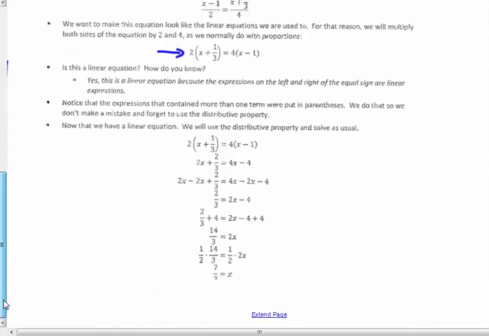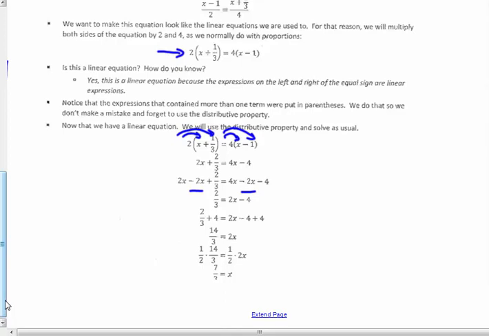They have variable terms in them. Notice that the expressions contain more than one term. They're a binomial. So you do have to distribute here. Now that we have a linear equation, we can use the distributive property of equality, distributing 2 to x, and you can see this one is solved for you. And then they distribute the 4 to the quantity x minus 1. Then they decide to subtract 2x, the smaller x, from both sides. You can see all the work here. 2/3 is then equal to 2x minus 4.